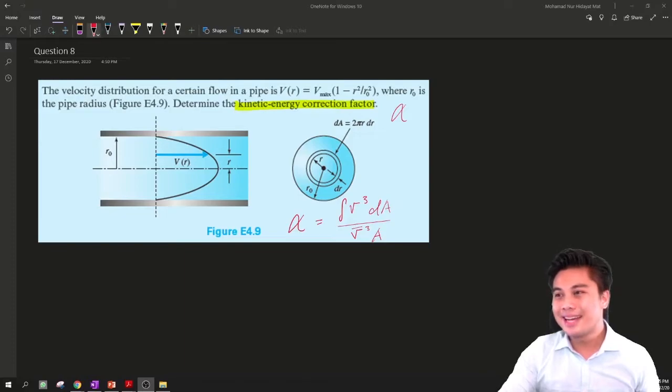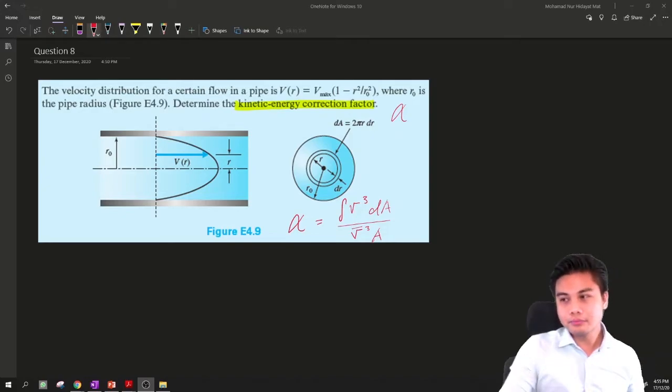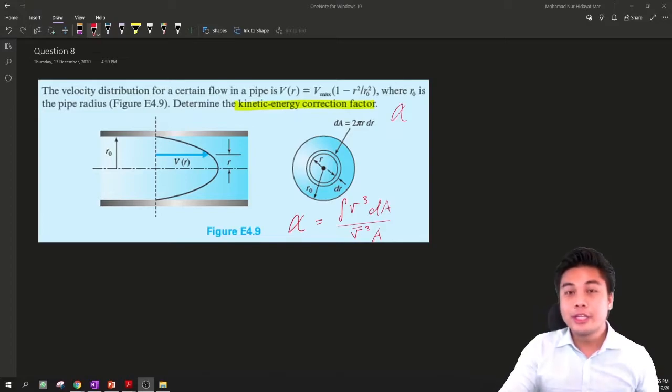So the question asks to determine the kinetic energy correction factor, which is alpha. The formula of alpha is the integration of velocity to the power of 3 multiplied with dA, the cross-sectional area, over the average velocity to the power of 3 multiplied with area. So the first step, in order to find the kinetic energy correction factor, we need to find the average velocity.